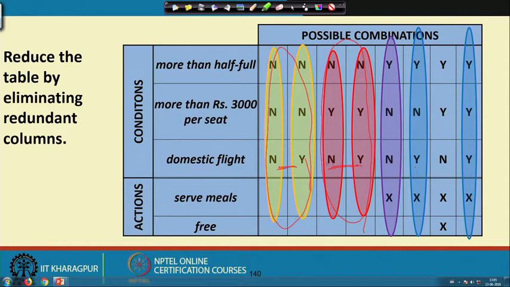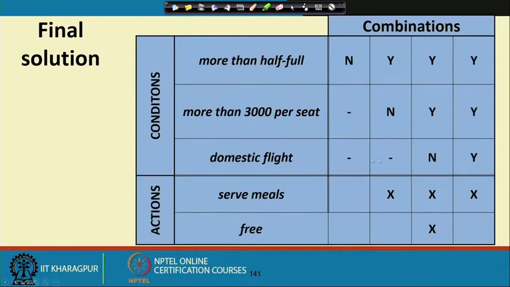Now, based on this idea, we can combine these and form a decision table which is more compact, and the number of rules is less. We have used the don't care here, and therefore, the number of test cases is reduced to 4.